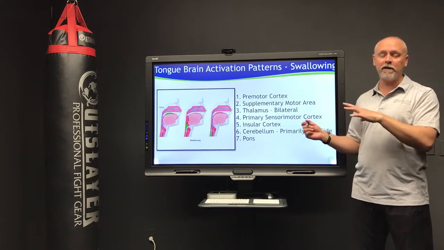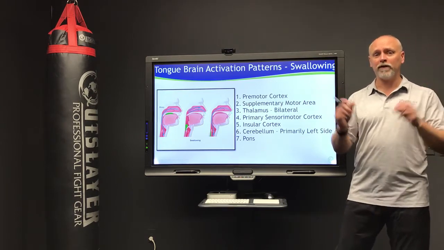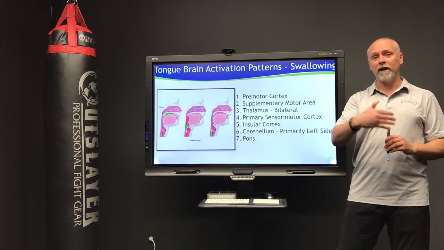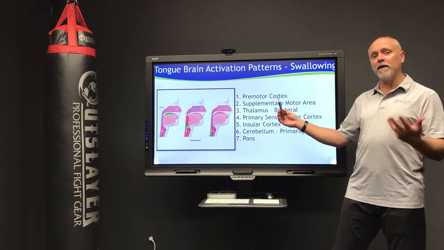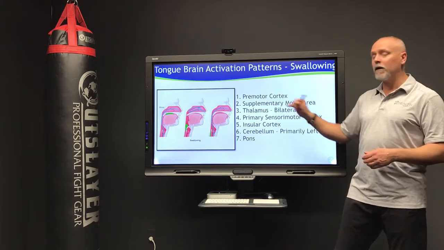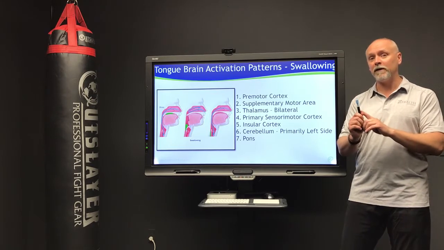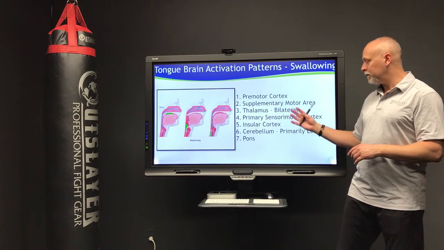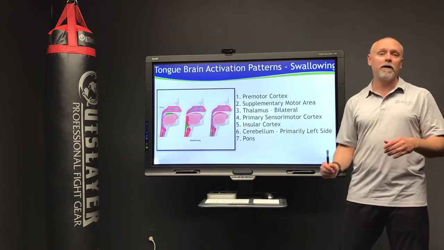Now, most of these are studies that come out of what's called functional MRI, and this allows us to do almost a real-time viewing of brain activity whilst we're having someone do something else. So if you look at the basic activity of swallowing, we have the premotor cortex, the supplementary motor area. I'm going to talk about the SMA a little bit later when we talk about the vibratory component of the Z-Vibe, the thalamus, primary sensory motor cortex, insular cortex, cerebellum, and pons.